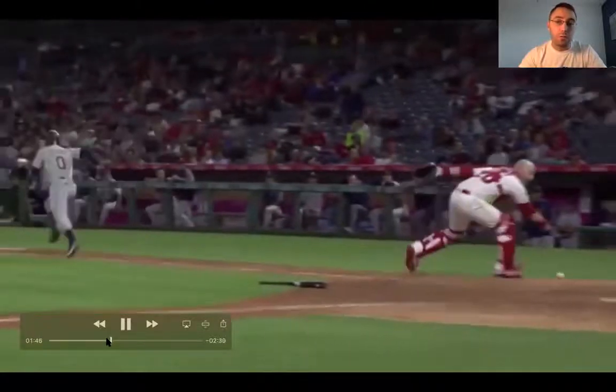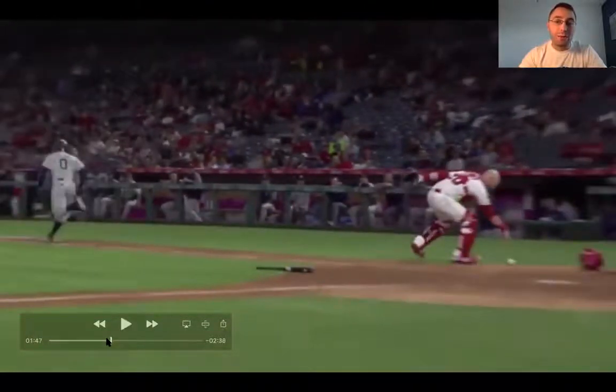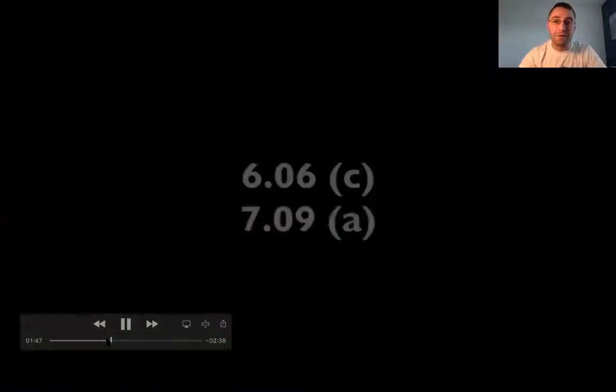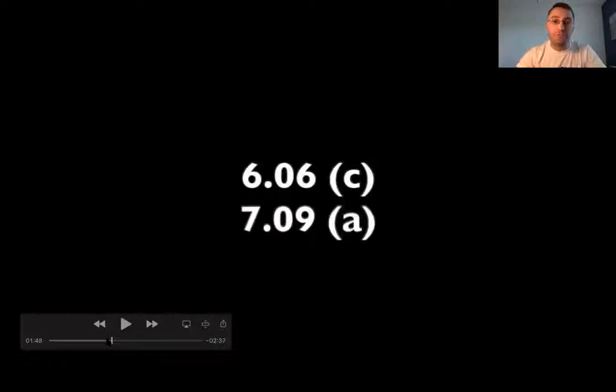And again, what's important to realize in this clip is that because the ball is no longer in the catcher's immediate reach, we have interference on the batter. He should be called out. And again, intent is not a factor for interference in this case. If you want the rulings, you can find them in the rulebook: 606C combined with 709A for you to take a look at.